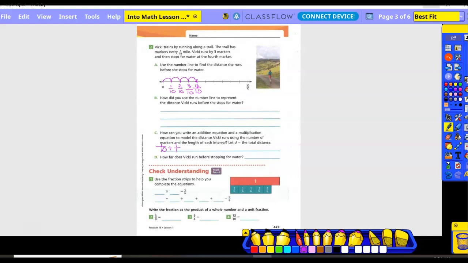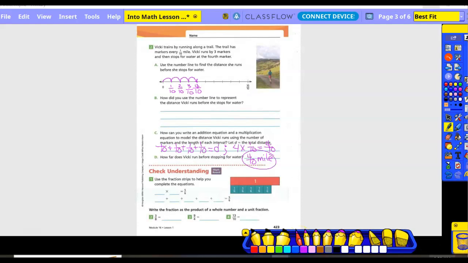1/10 plus 1/10 plus 1/10 plus 1/10 equals the distance she went, correct? Okay, now how many times did I write 1/10 there? Or how many markers did she make it to? 4. So I can write for our multiplication, 4 times 1/10 equals 4/10. Okay, so how far does Vicky run before stopping for water? 4/10 of a mile. And I won't make you guys simplify, okay?